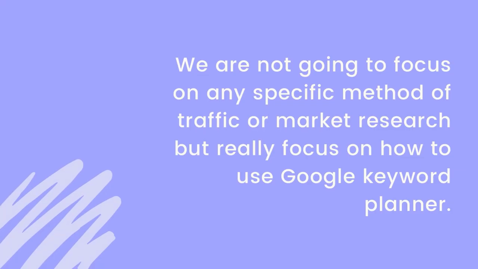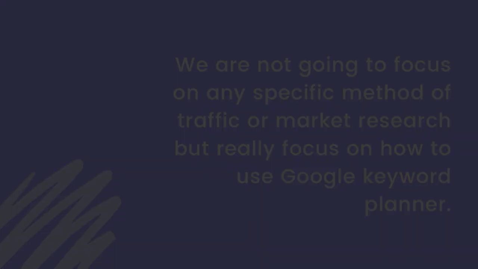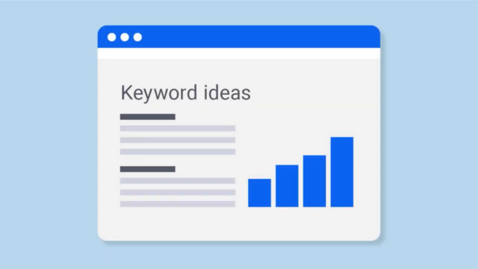Keep in mind though, we are not going to focus on any specific method of traffic or market research, but really focus on how to use Google Keyword Planner. If you want to learn how to do SEO, you'll need to search out and find a video course on that, but once you understand how to use Google Keyword Planner, you will be able to go out, learn all these different marketing strategies, and apply it and increase further down the road.